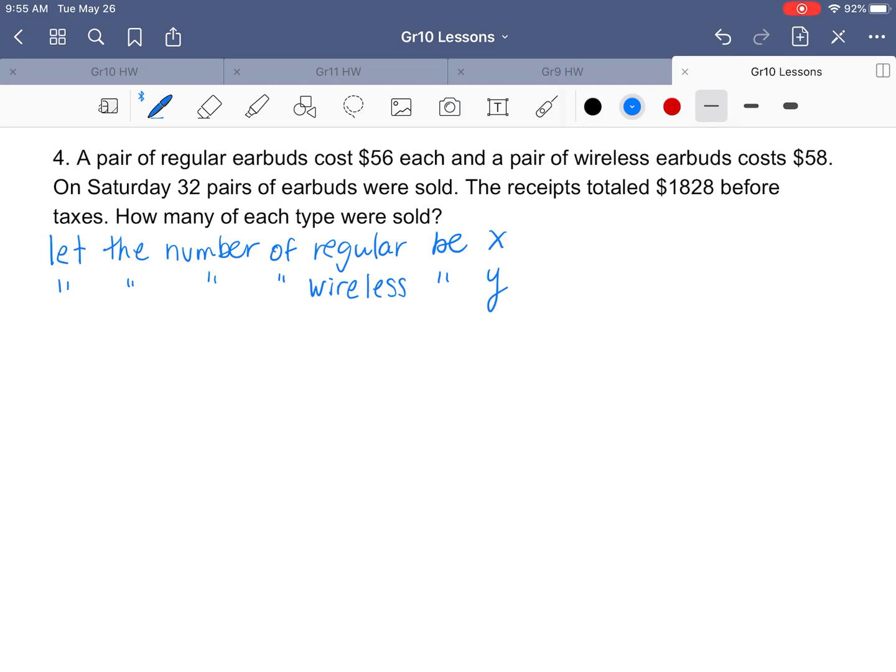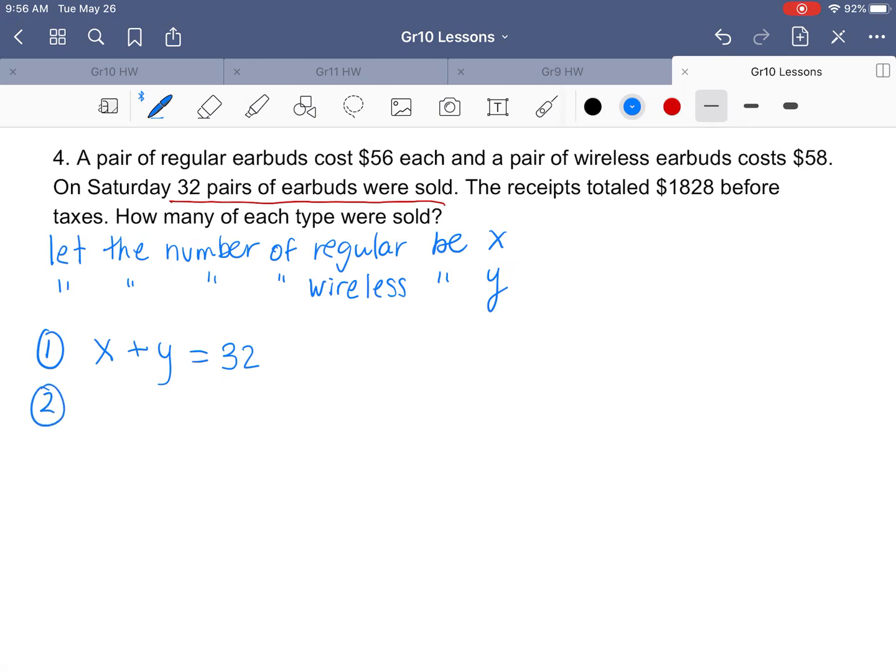Now we know what X is going to represent and what Y is going to represent, and we're going to use that to create our equations. Our first equation is going to include the information about the total number of pairs sold. 32 pairs were sold, so the number of regular earbuds plus the number of wireless earbuds is equal to 32. X plus Y is equal to 32.